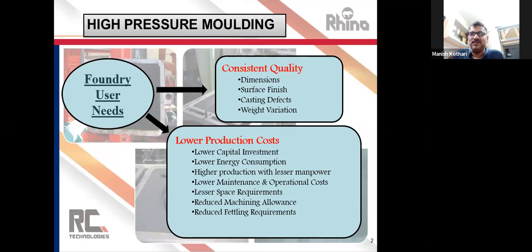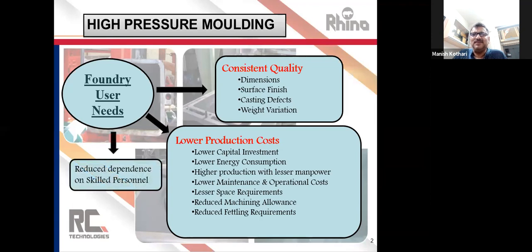A lower capital investment, consumption of energy, manpower, maintenance, operational cost, space, machining allowance, fettling requirement, all the different rejection criteria could be another area where a foundry user will be looking at. And this forms the basis of why, and there is another factor which is the skill of the people. So these were the factors which I think were very relevant even in 2012 and even relevant today after 9 years since I gave the presentation.